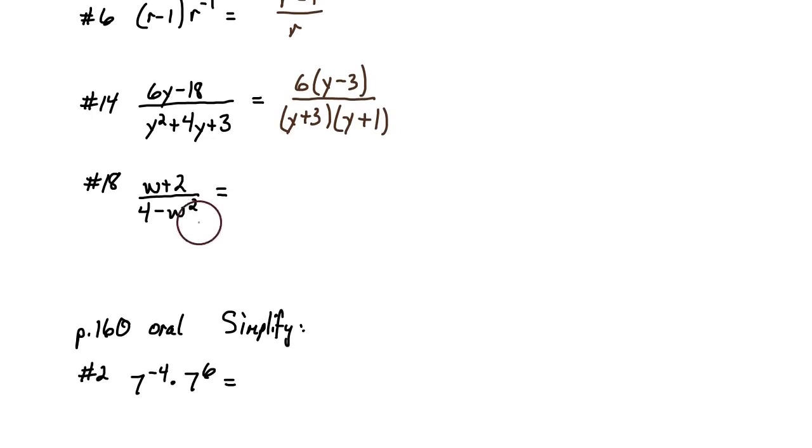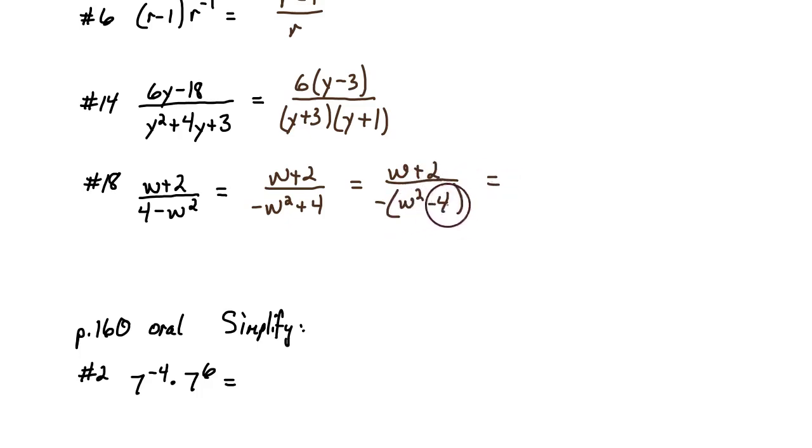Number 18. Again, we want to put this in factored form to see if anything cancels. The denominator is not in standard form. It doesn't have the right order. So the first step is to rewrite the order of the terms in the bottom. Put the negative w squared first, then put the plus 4. Because this has a leading coefficient of negative, we can factor out a negative sign and write it as negative times w squared minus 4.